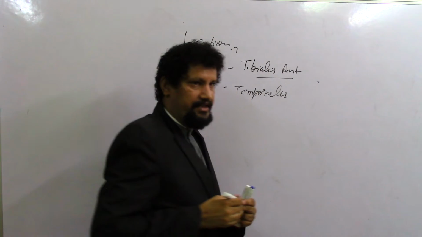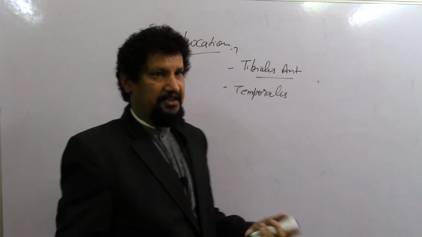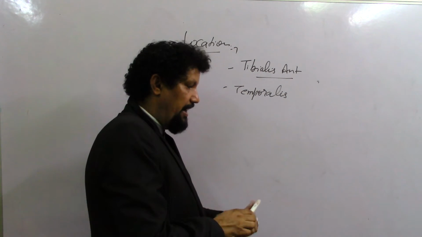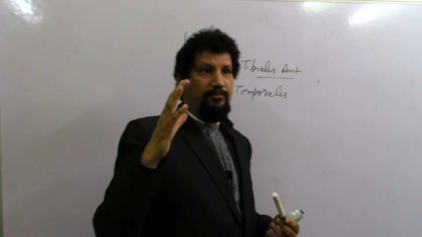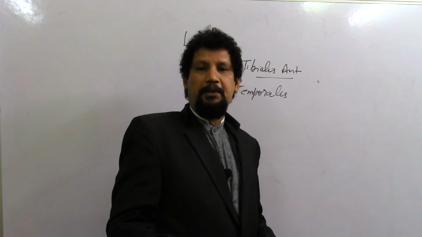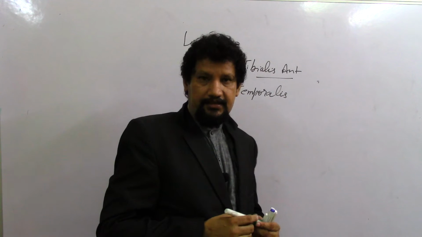So when it is anterior to the tibia, it is tibialis. When it is in the temporal region, it is temporalis. And when it is above the spine of the scapula, it is supraspinatus. When it is below the spine of the scapula, it is infraspinatus.